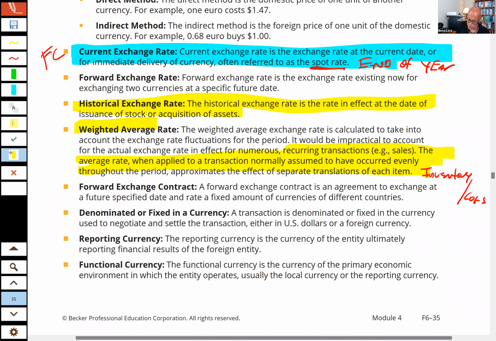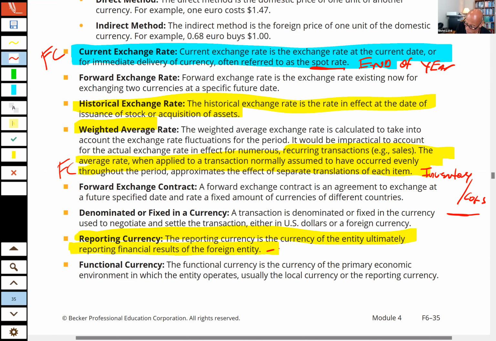I'm not getting into them here, so why don't you go ahead and flashcard that. That's for a transaction that occurred evenly throughout the year. And I just want you to put a flashcard. Remember, inventory and cost of goods sold could also be affected by that. I'm not going through all of these because some of them are not relevant to our discussion. So I'm not sure why they're mentioning it here, but just take a look at reporting currency. Is the currency the entity ultimately reporting financial results for the foreign entity?